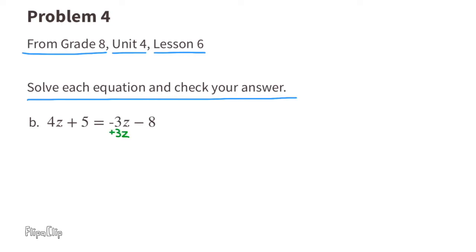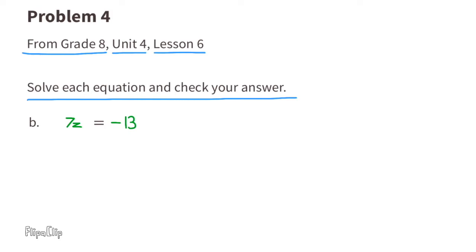Add 3z to both sides. Negative 3z plus 3z cancels each other out, and 4z plus 3z equals 7z. Subtract 5 from both sides of the equal sign. 5 minus 5 cancels each other out, and negative 8 plus a negative 5 equals a negative 13.